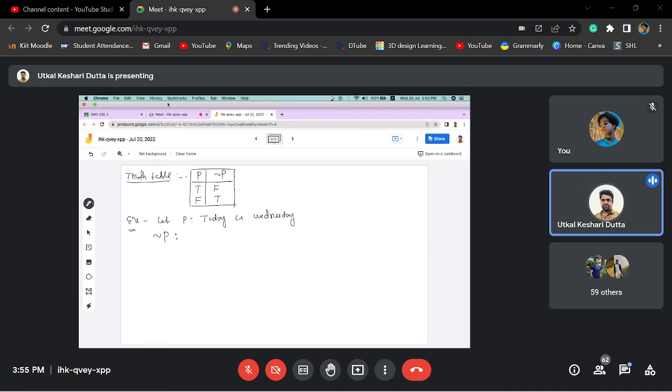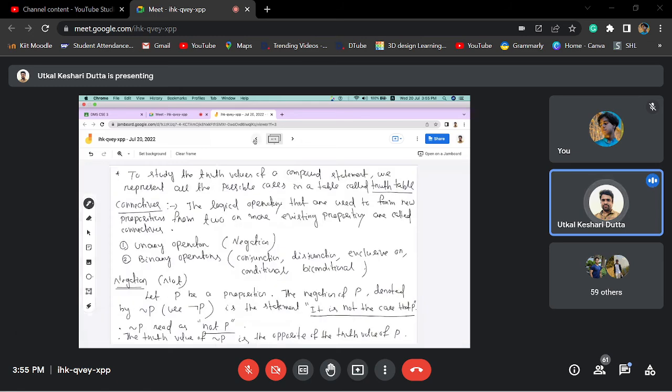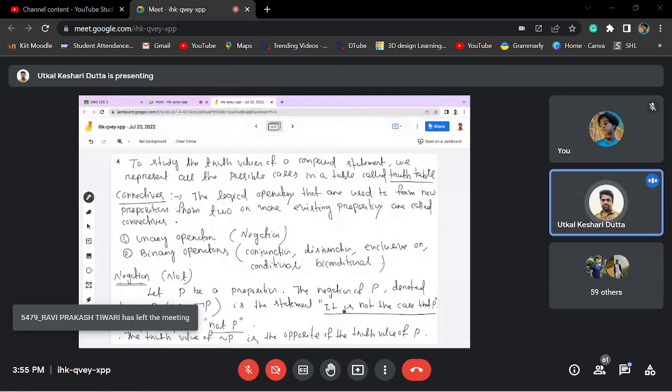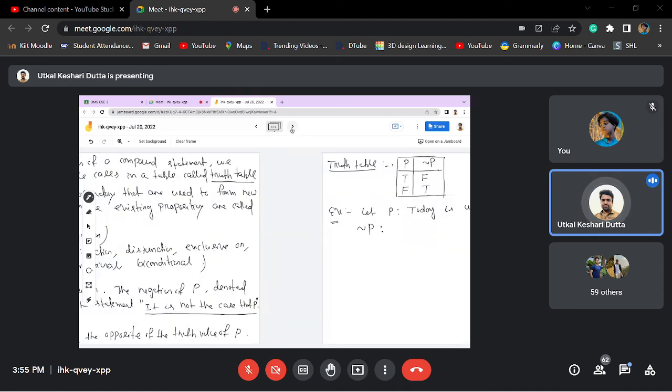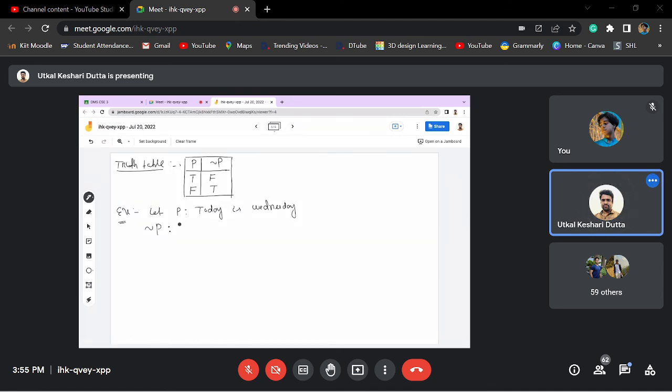Otherwise, you can also use this. Don't forget that. If a statement P is given, you can write the phrase, it is not the case that. That will also be negation of that. So you will write, it is not the case that today is Wednesday. Yeah, you can write that also, no problem. This statement also stands for negation of P.